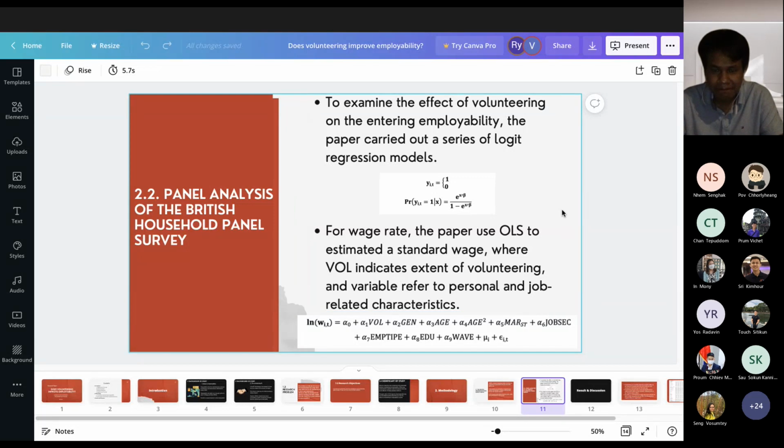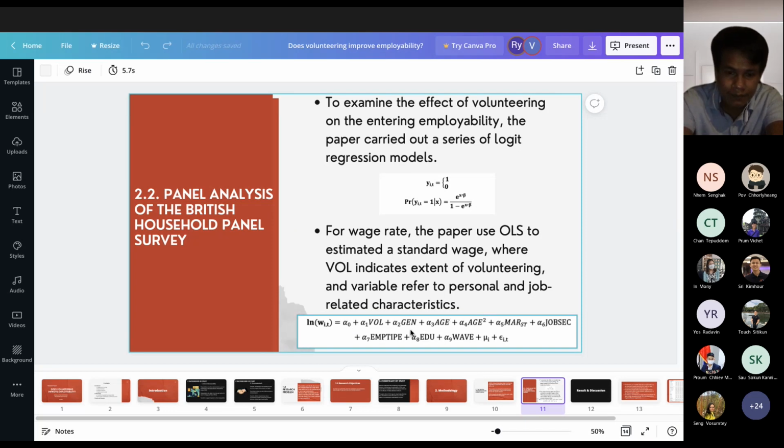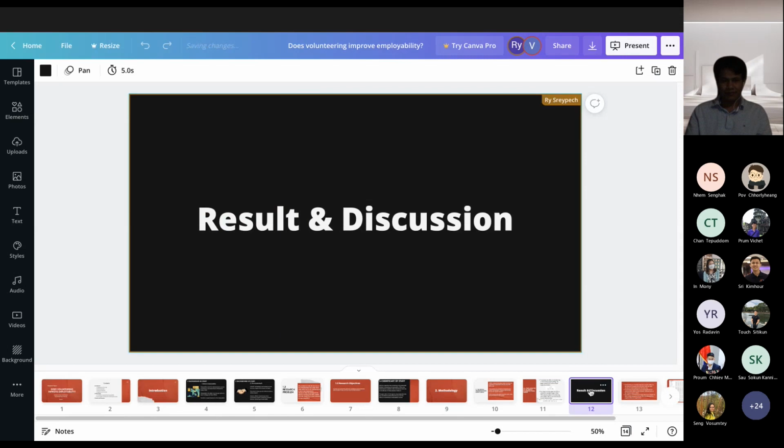And furthermore, for the wage rate, the paper also used OLS to examine the standard wage, for which they came up with this kind of equation, and also included many variables such as gender, age, job sector, education, and so on. So yes, I think that is pretty much it for this analysis. And moving on to the next team member.